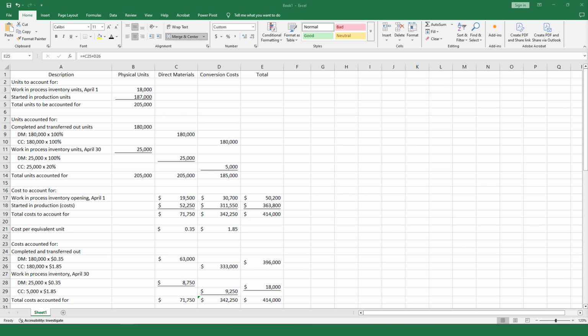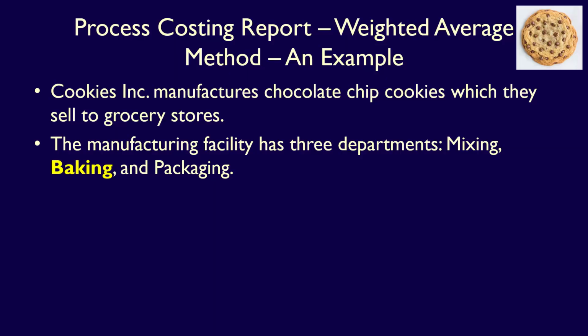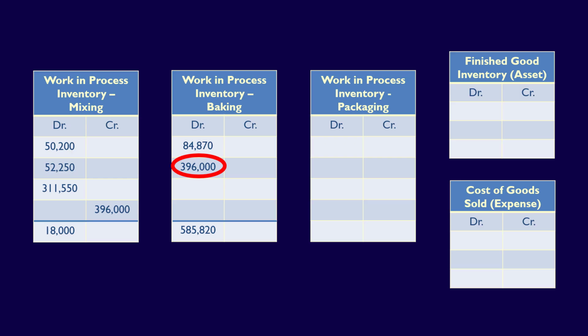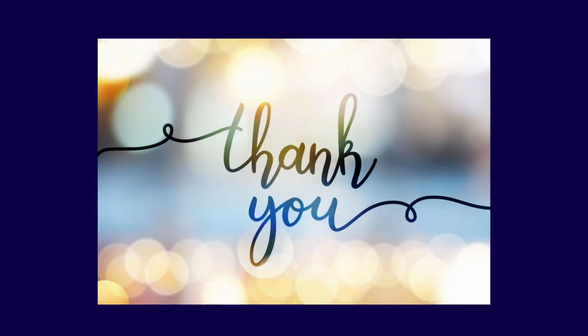Notice that the structure of this report is only for the first department in the manufacturing process, which in this case is mixing. The process costing report for the baking department will include transferred in costs from the mixing department, which increases the complexity of the report. But that's a topic for a future video.